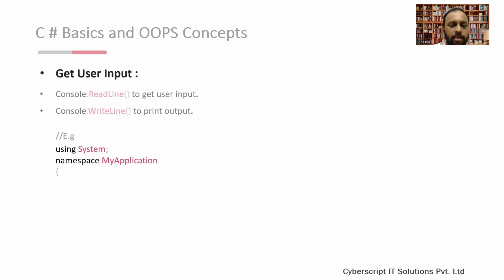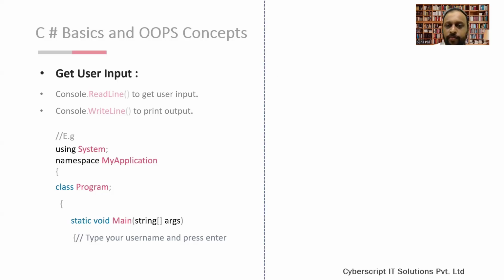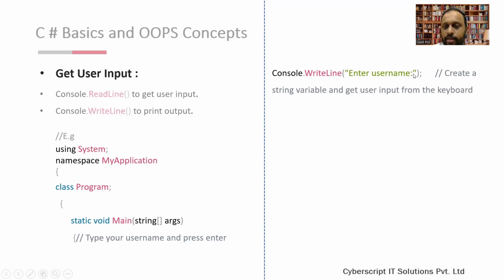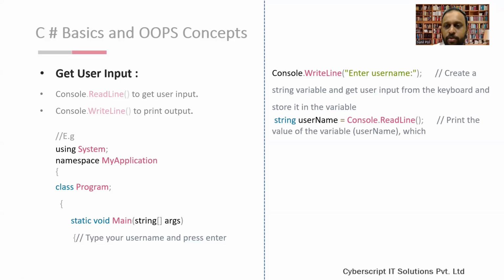So here we are using the System directive because the Console class is available in the System namespace. Here we have declared one class, Program, in which the static void Main method is there. After that, we are asking the user to write the username. Console.WriteLine, enter username. After that, we are using the Console.ReadLine method to get the input from the console. So Console.ReadLine is used to get user input from the keyboard and store it in a variable.